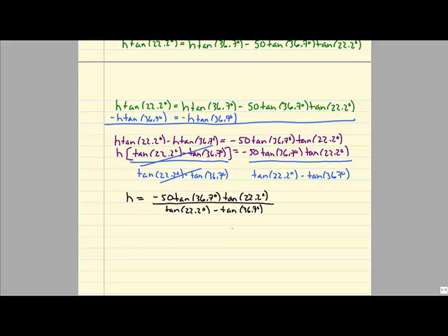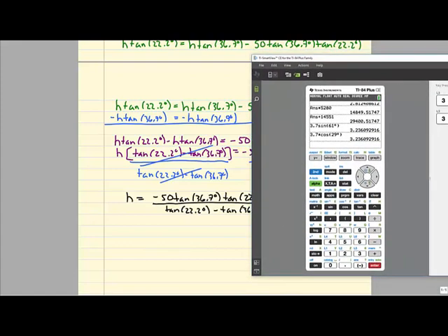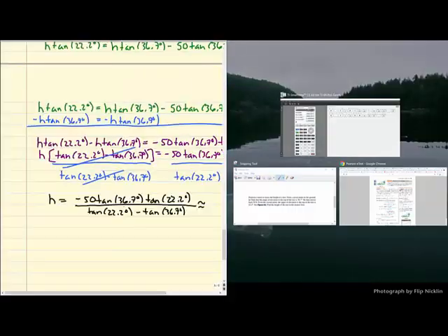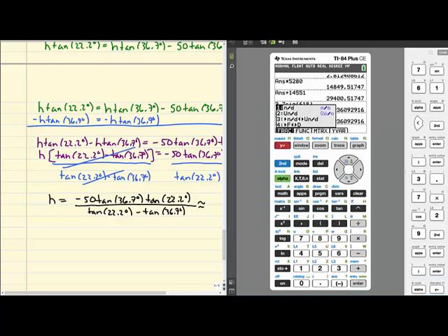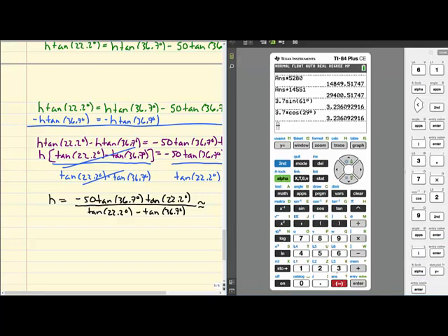That's the exact answer. Now if we have to come up with an approximation for this, we plug it into our calculators. And this is where that fraction key is really going to be nice because we know exactly what's in the numerator and denominator when I use that fraction key. Okay, so let's pull the calculator in. Let's scoot this over a little bit. So here I'm going to use that alpha y equal so I can clearly see the numerator and denominator.